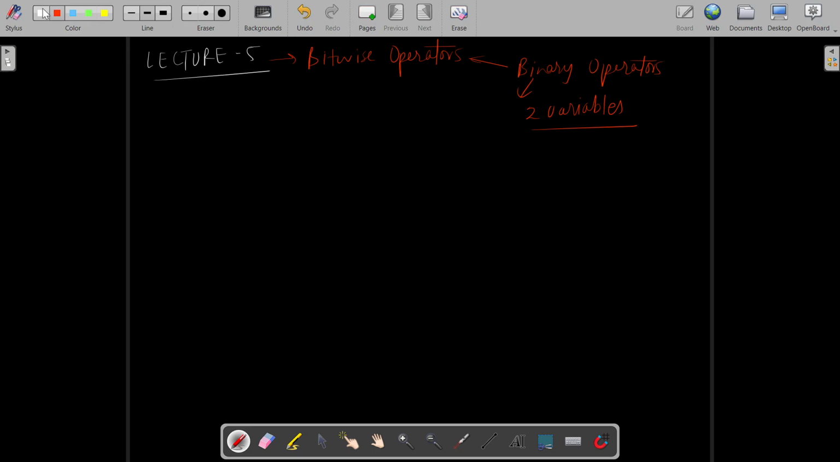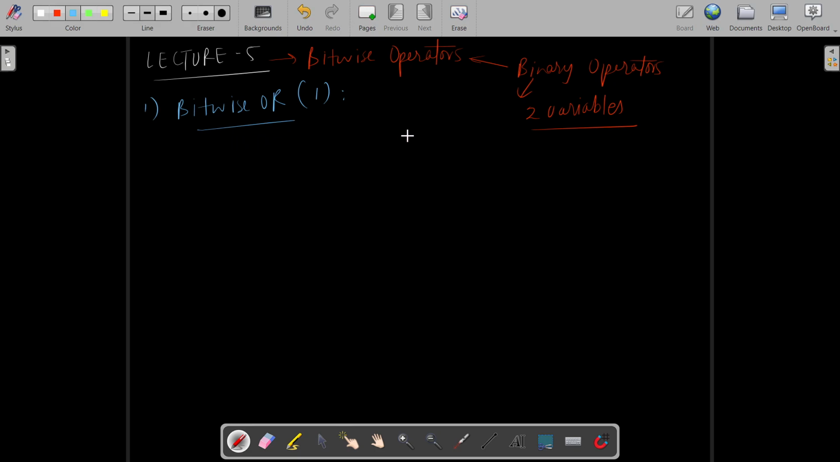So let's start from the bitwise OR. The first bitwise operator is bitwise OR, and it is represented by this symbol. In case you don't know how to use this symbol, I'll tell you while we write the program. So let's see the definition of bitwise OR.